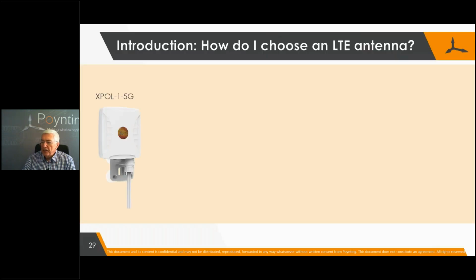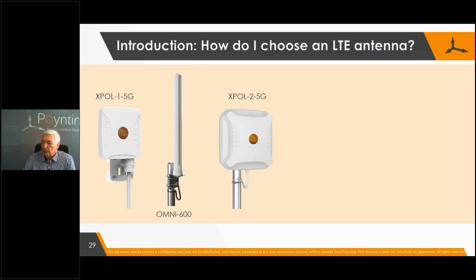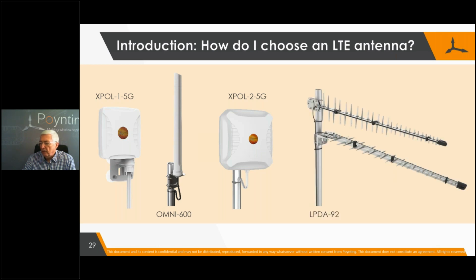So here we have a summary of the antennas we're going to be looking at: the XPOL 1 5G, the OMNI 600, and I'll discuss exactly where they are used. This is the XPOL 2. The first two are omnidirectional. Now we get into the directional antennas, the XPOL 2, and the LPDA is certainly last but not least.